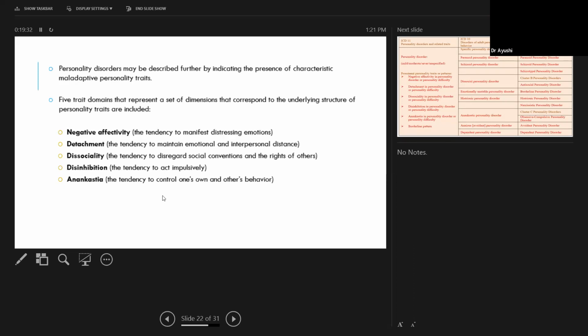First is negative affectivity, that is the tendency to manifest distressing emotions. Detachment, the tendency to maintain emotional and interpersonal distance. Dissociality, the tendency to disregard social conventions and the rights of the others. Disinhibition, the tendency to act impulsively, and anancastia, the tendency to control one's own and others' behavior.